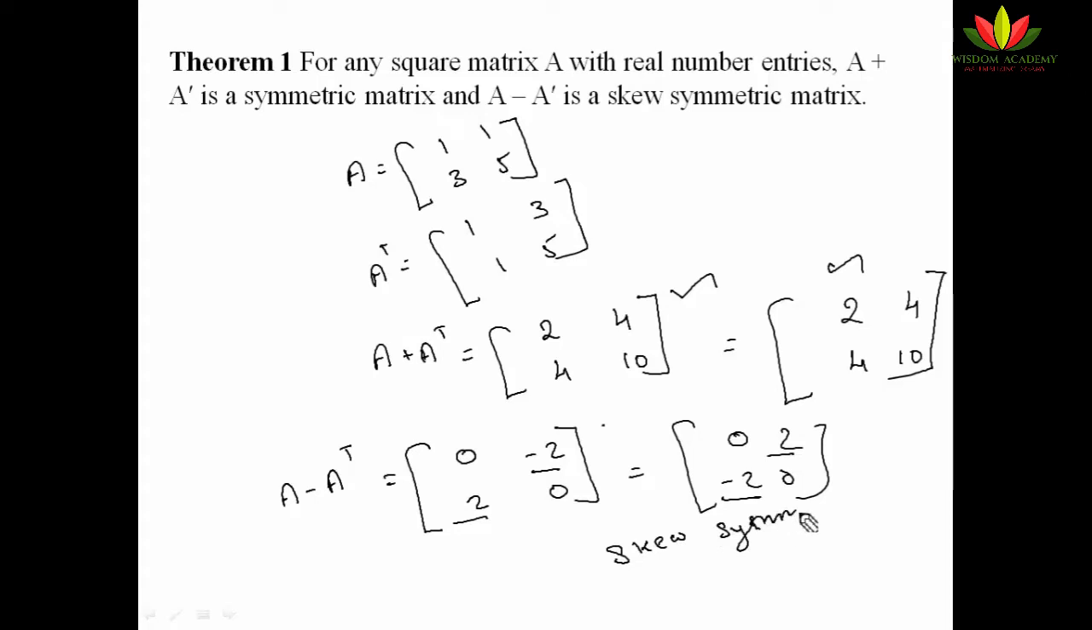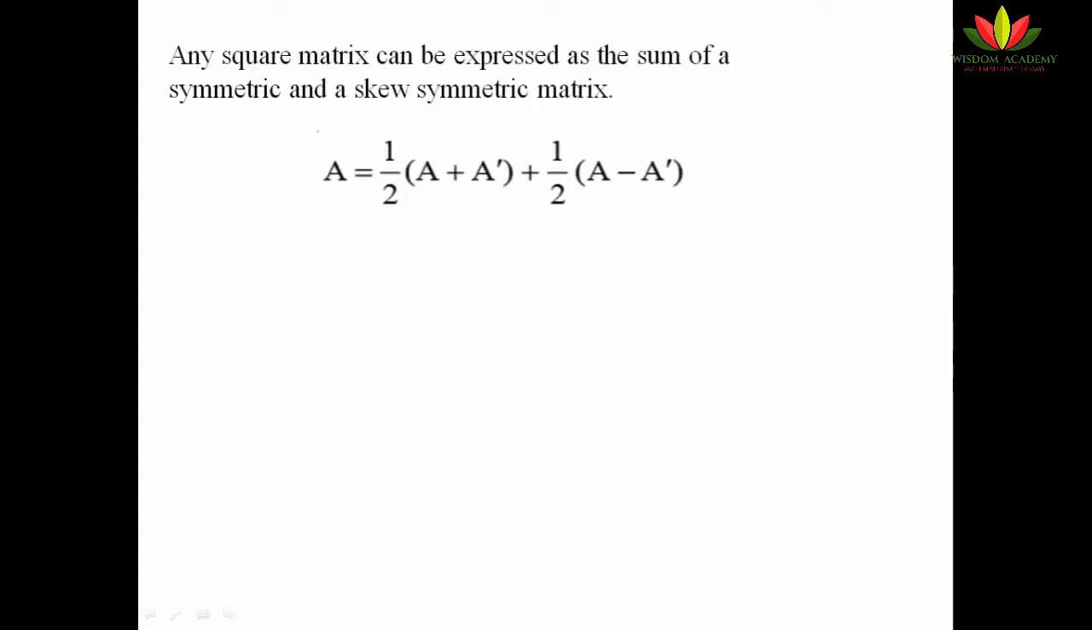So this is an important property. Next, how to express a matrix as the sum of a symmetric and a skew symmetric matrix. We already know that if I take a matrix, take its transpose and add, I will get a symmetric matrix. Similarly, if I take a matrix, take its transpose and subtract, I will get a skew symmetric matrix. And by multiplying by 1 by 2, if I add these both, I will get the original matrix that I have taken.